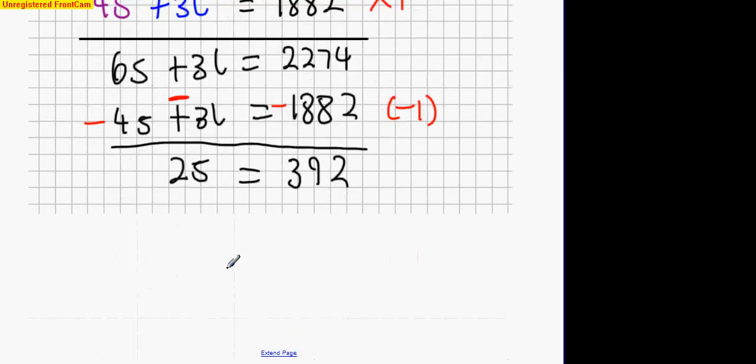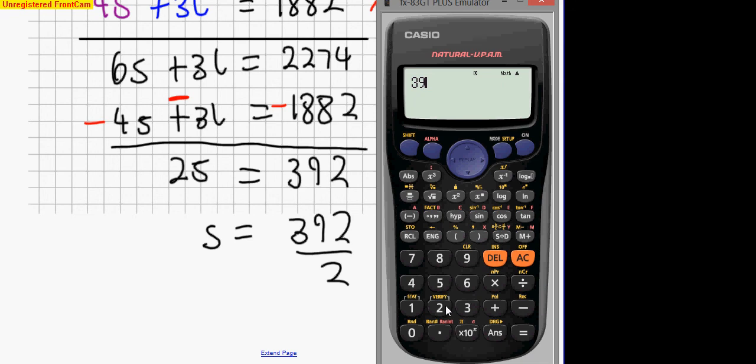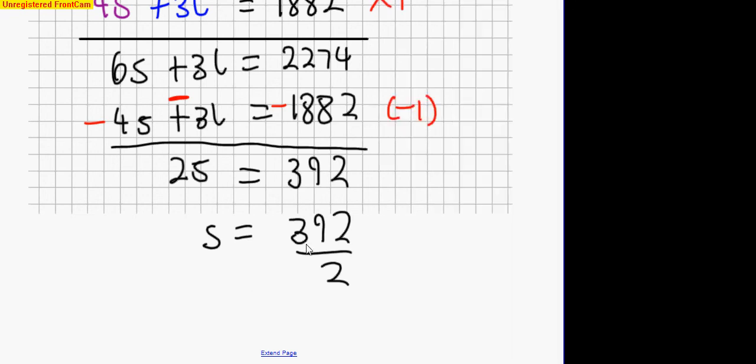Therefore, S equals 392 divided by 2. And what we get is 196 grams. The small mug equals 196 grams.